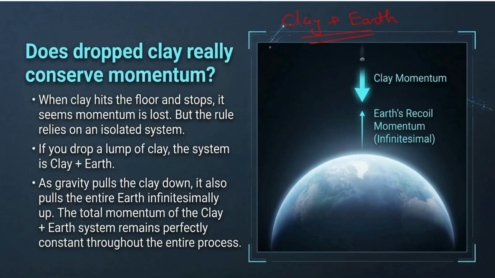When the clay moves downward, the earth receives an equal and opposite momentum change. The earth's motion is extremely tiny because the earth has enormous mass, but it is not exactly zero. Therefore, if we consider the complete system, the total momentum remains constant, or conserved. Sometimes conservation laws become clear only when we choose the correct system.